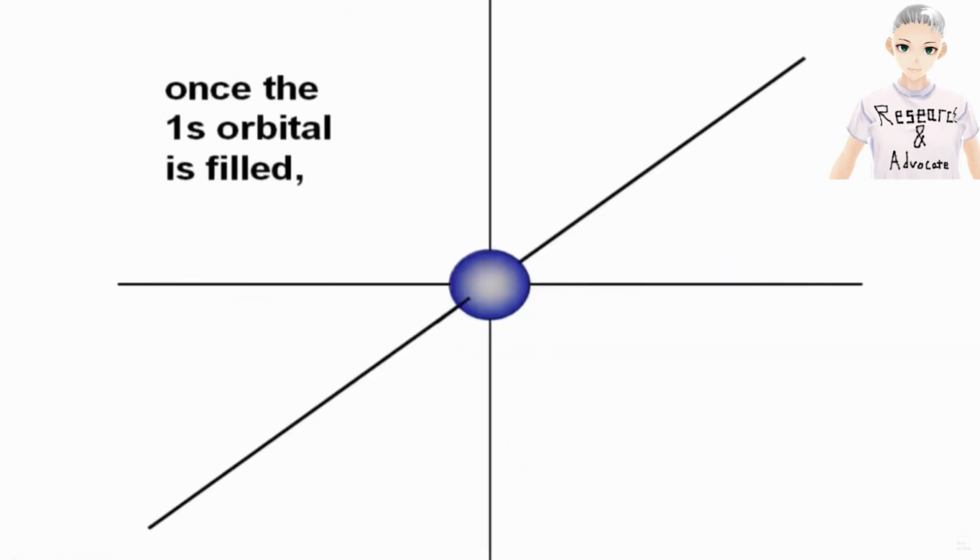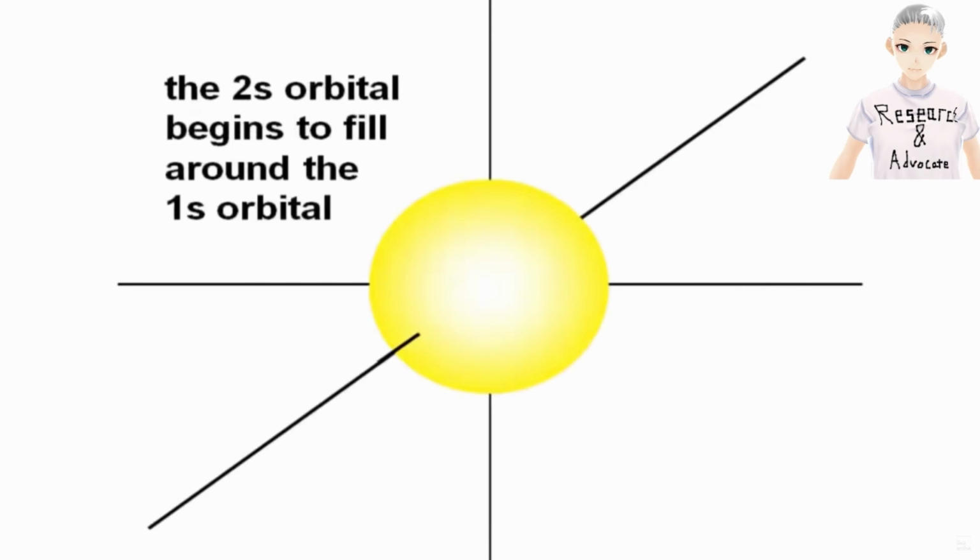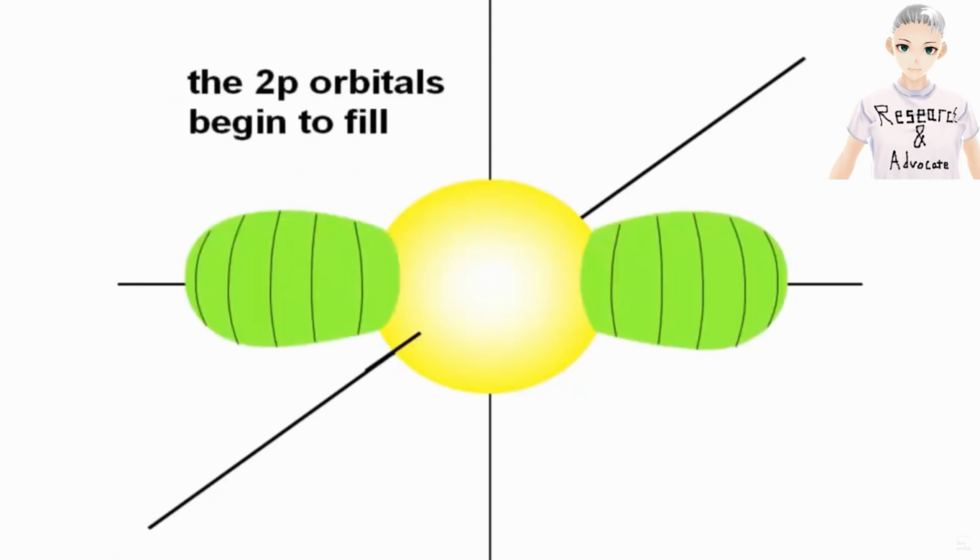Once the 1s orbital is filled, we can then start to fill the 2s orbital, but again with only 2 electrons. Once 2s is filled, and remember 1s is still there, it hasn't disappeared, so 2s fills around the 1s. But now, once 2s is filled, we start to fill 2p. Again, the 2s and the 1s are still in existence. So therefore, the p orbitals actually overlap with the 1s and 2s orbitals.